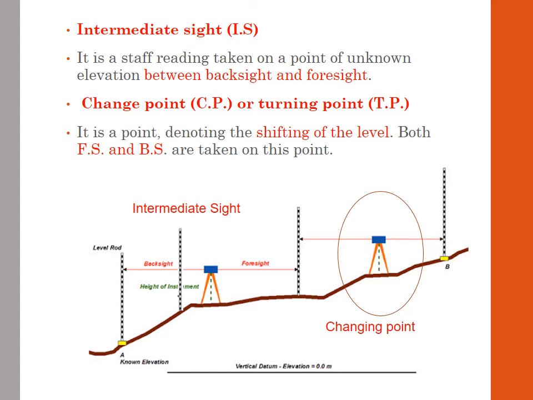Then the last one is a change point or a turning point. It is a point where the shifting of the level takes place. Whenever the level is shifted from one place to another, we have to take both the foresight as well as the backsight. Foresight is the point where the elevation is not known, and backsight is the point where the elevation is known. So both backsight and foresight have to be taken in case of a change point or turning point.